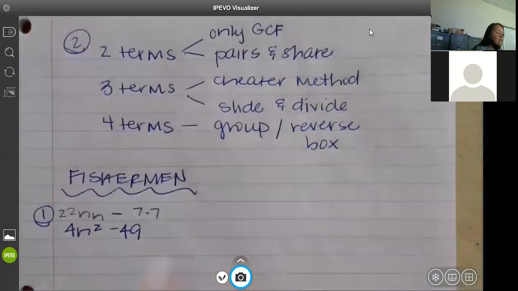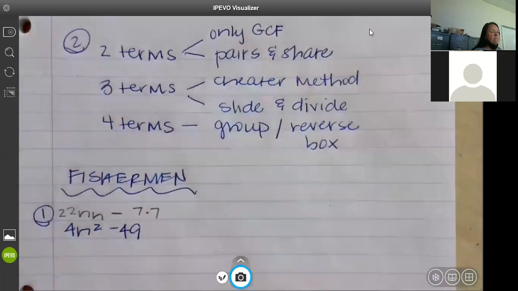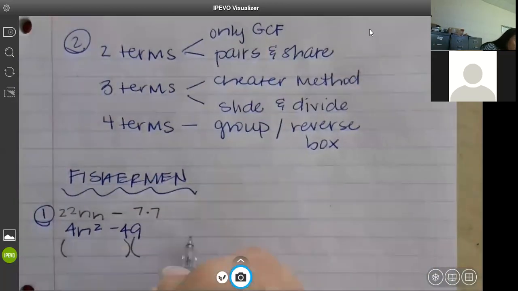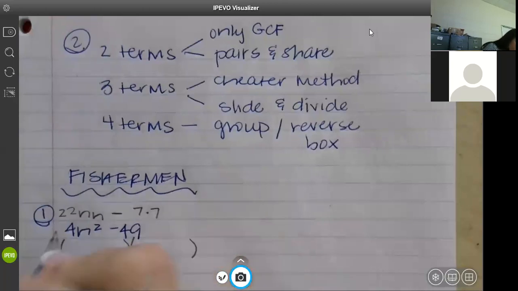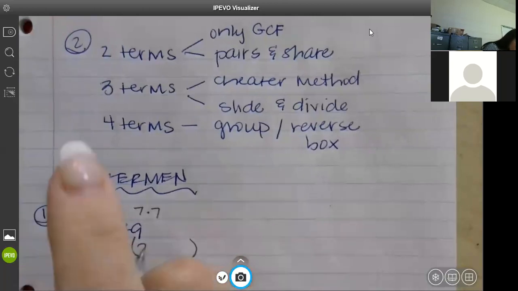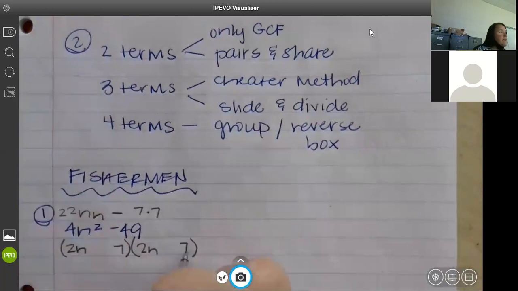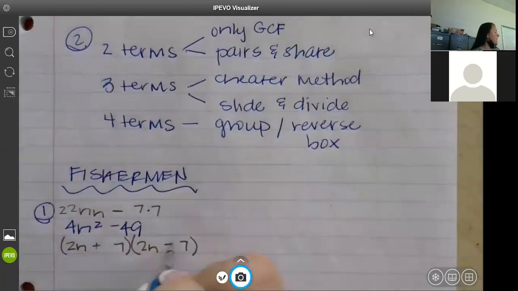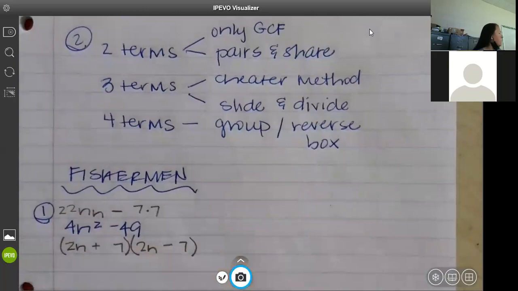So is it a GCF or is it pairs and share? Pairs and share. So we write our parentheses. In the front, we share a 2 and an n. In the back, we share a 7. Remember, 1 is positive, 1 is negative. Yes, the number corresponds with the problem on the paper, but I don't have room to work on this paper. Number 1 on fishermen.